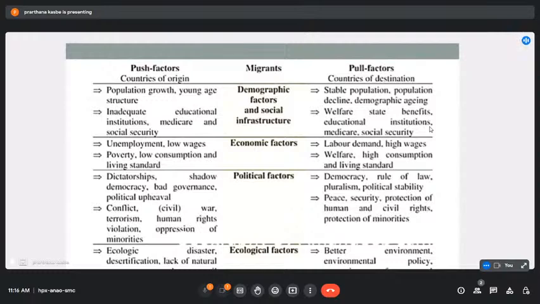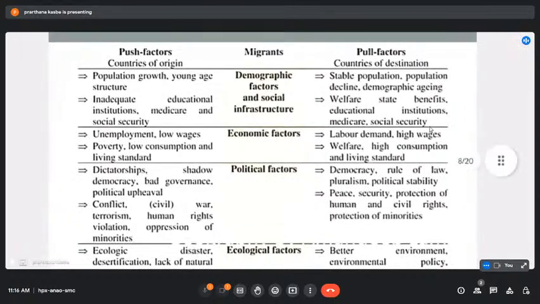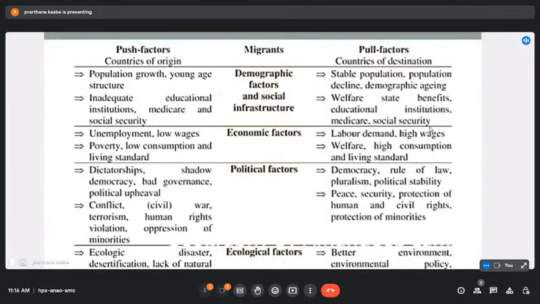The push factors are the countries of origin and the pull factors are the countries of destination. So in the countries of origin, there are population growth, young age structure, inadequate education institutions, Medicare and social security.